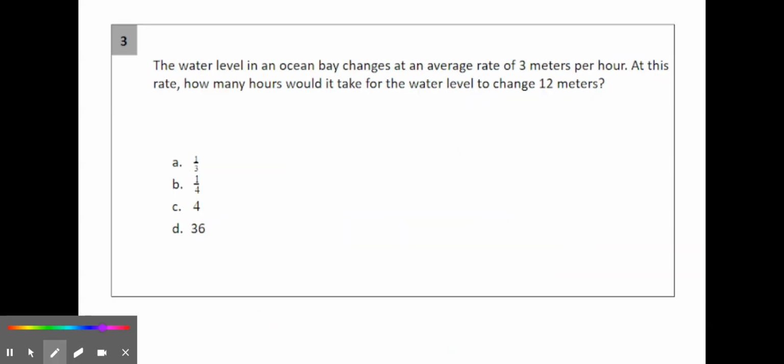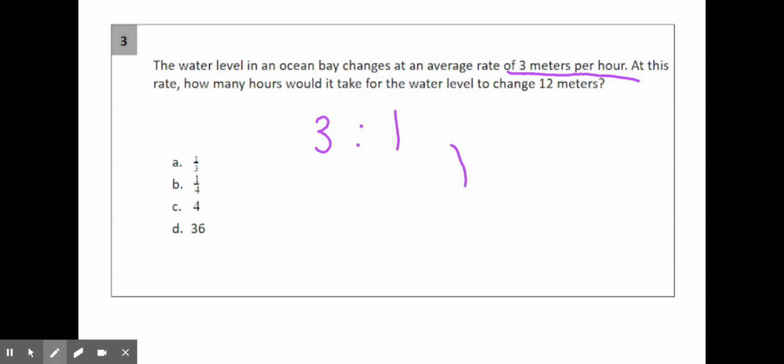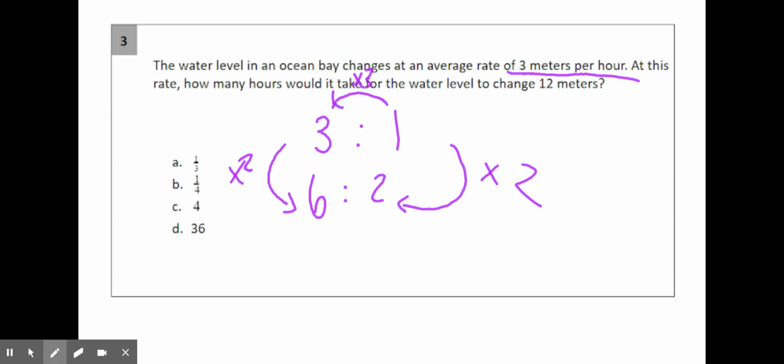Alright, and now for number 3. The water level in an ocean bay changes at an average rate of 3 meters per hour. So that's very important to know. At this rate, how many hours would it take for the water level to change 12 meters? So first we know our ratio is that we have 3 to 1. If I went twice as much, then I would have 6. So essentially, to get from 1 to 3, we just multiply by 3.